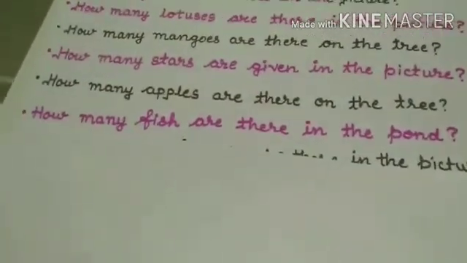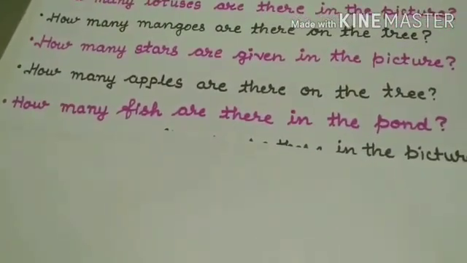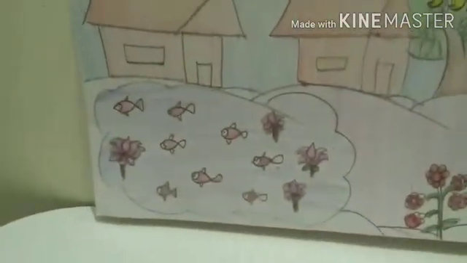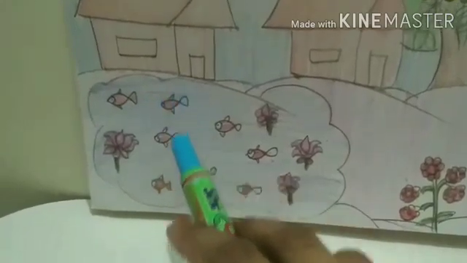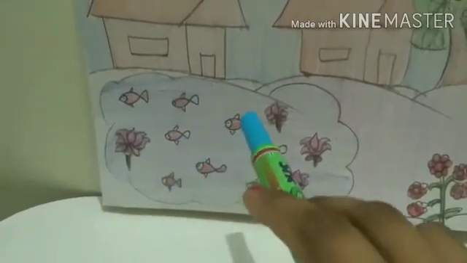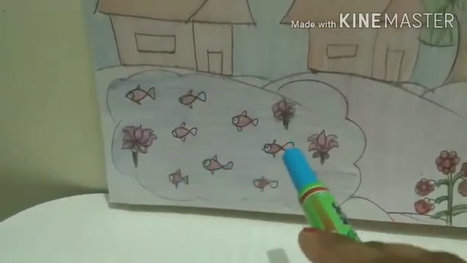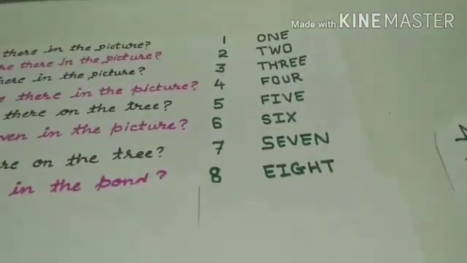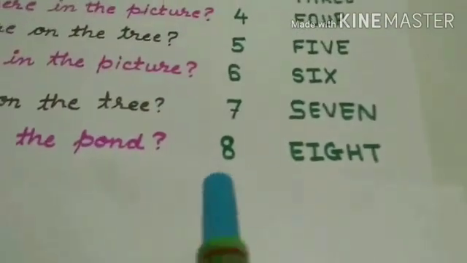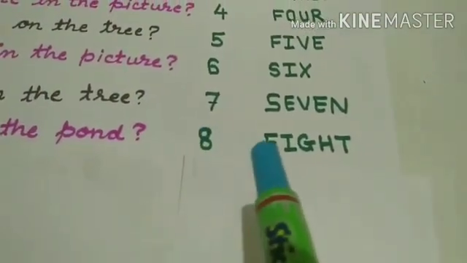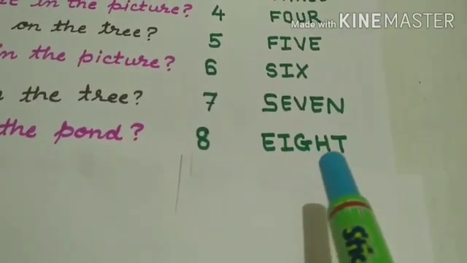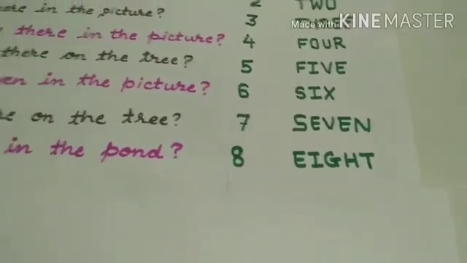Next question. How many fish are there in the pond? Now let's count with me. 1, 2, 3, 4, 5, 6, 7, 8. So we'll write like this, 8. And what is the spelling of 8? E-I-G-H-T, 8.